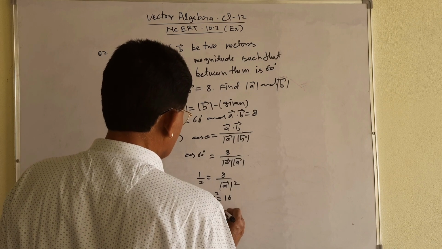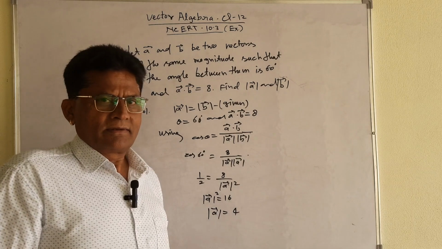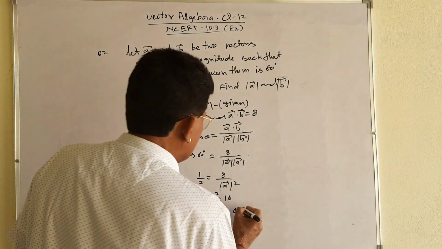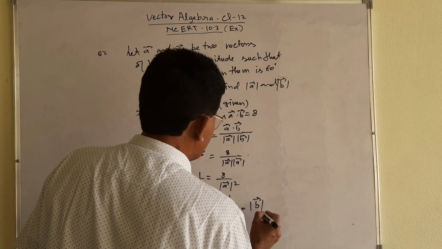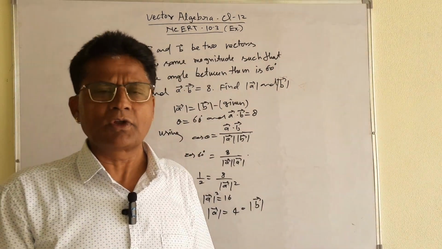You take, you will say that it is plus minus, but magnitude is always positive. Okay? That is why it is equal to what? Magnitude of B. The magnitude of A and B, it is clear to all of you.